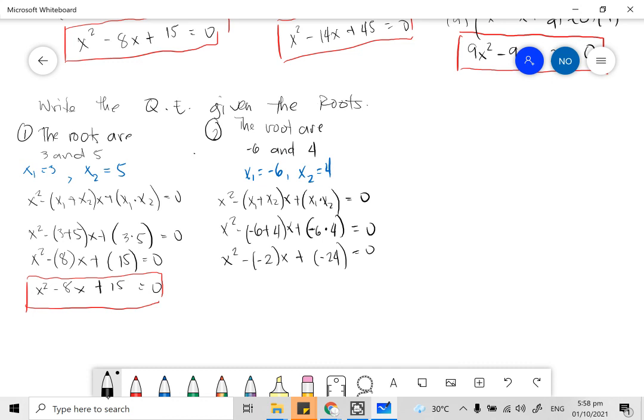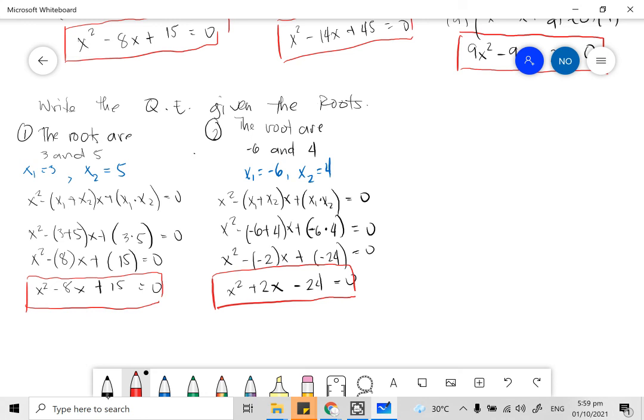And then distribute natin yung sign class. We will have x squared, negative times negative 2 will be positive 2, x, ayun yung x doon sa minultiply din natin. And then positive times negative 24 is negative 24. Okay? So therefore, class, the quadratic equation given the roots negative 6 and 4 is x squared plus 2x minus 24. Okay?